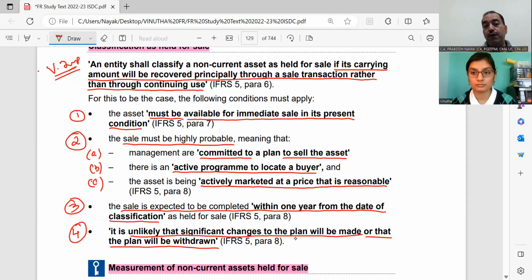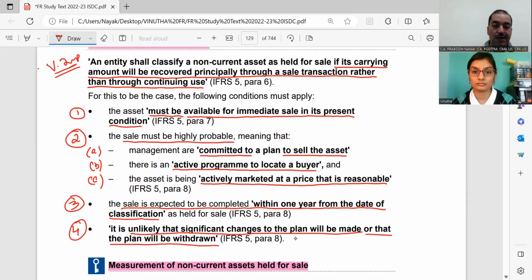Like, for example, what you said, that what will happen if I sit down to repair the machinery and put it in good condition? Then that means there is a significant change in the plan. You don't want to sell it as it is. So for an asset to be shown as an asset held for sale under IFRS 5, all these 4 conditions should be satisfied. And this is a very important question in the examination.